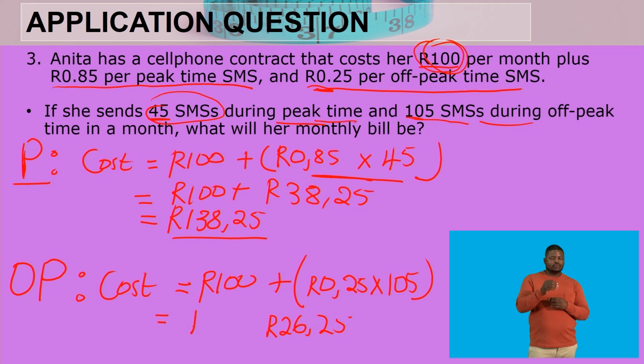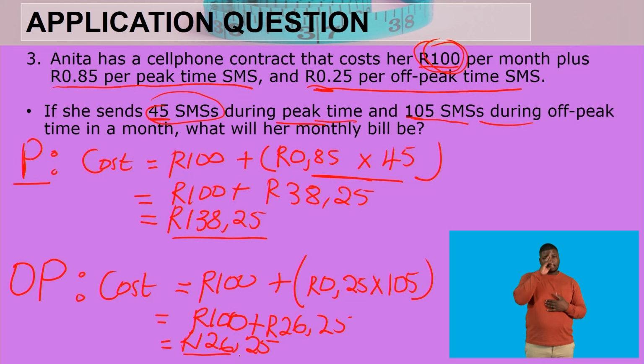Then on this side, we still remain with the 100 Rand, so we are adding the two. It's going to be 100 Rand plus 26 Rand 25 cents, which gives us a total of 126 Rand 25 cents. The question requested what her monthly bill will be.